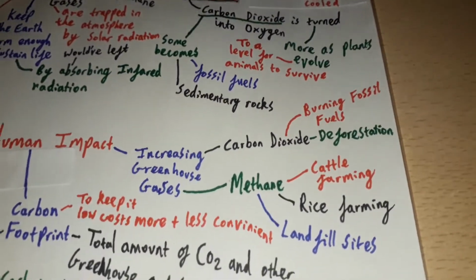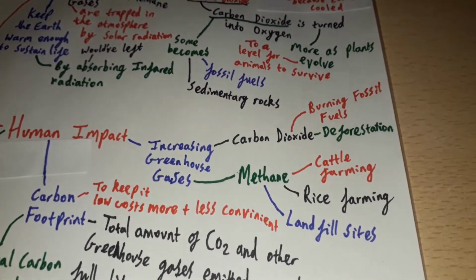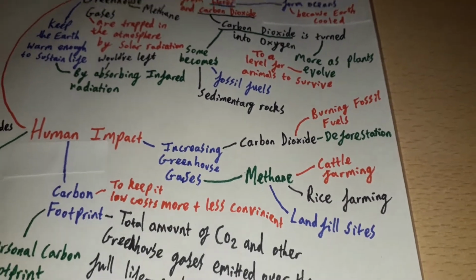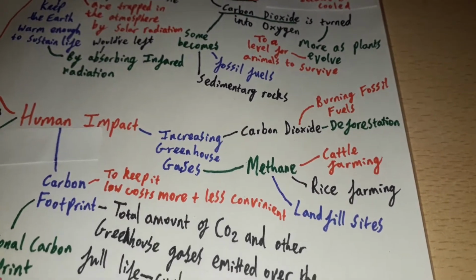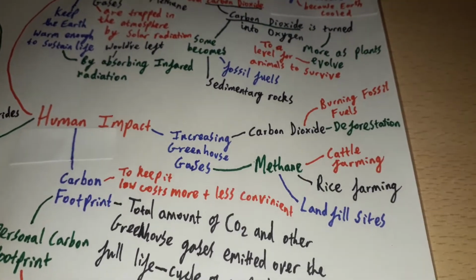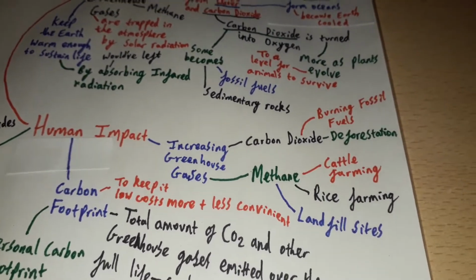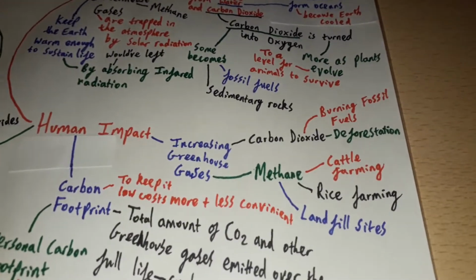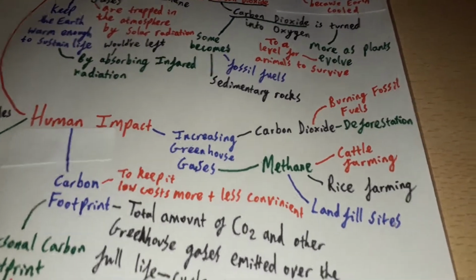Methane is produced by cattle farming, rice farming, because cattle produce methane, and landfill sites, because when rubbish is left in landfill sites, over time it produces a lot of methane. So that's another reason why recycling helps the environment.